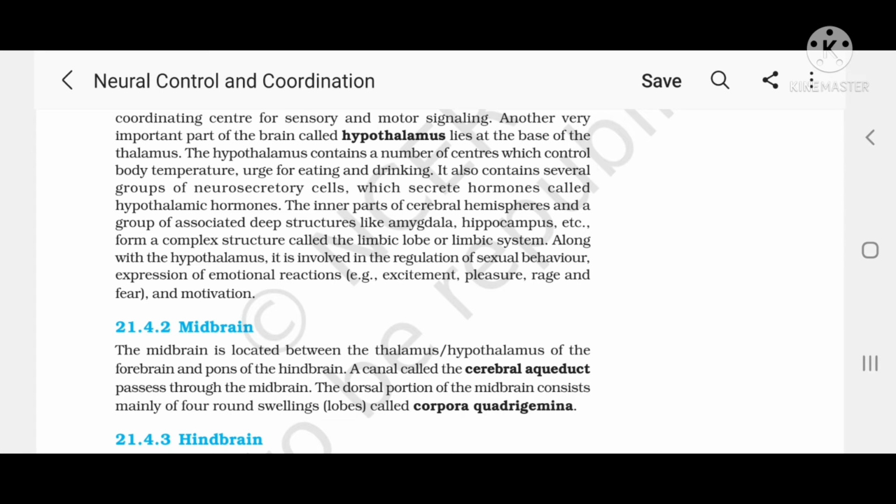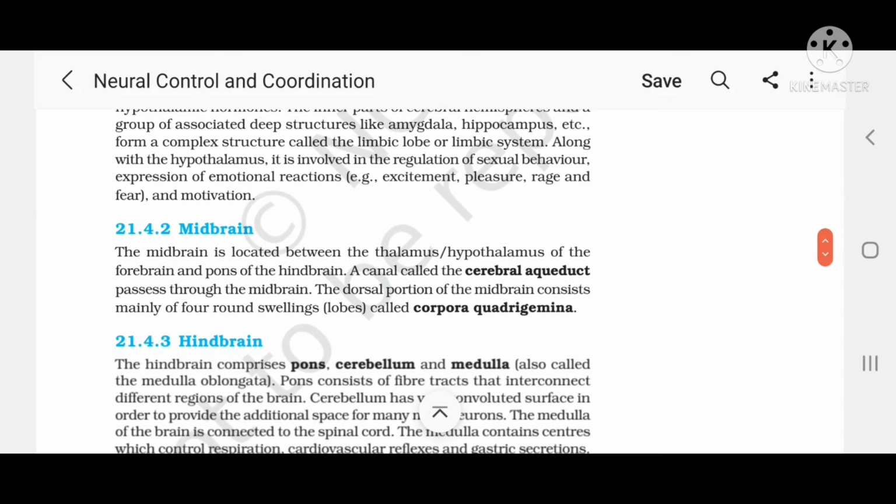The inner parts of the cerebral hemispheres and a group of associated deep structures like amygdala, hippocampus, etc. form a complex structure called the limbic lobe or limbic system. Along with the hypothalamus, it is involved in the regulation of sexual behavior, expression of emotional reactions, for example excitement, pleasure, rage and fear, and motivation.